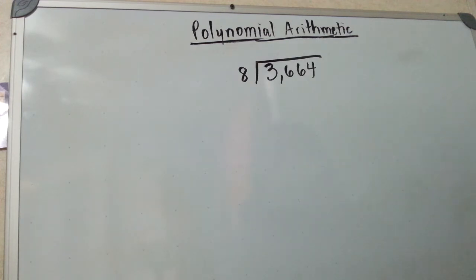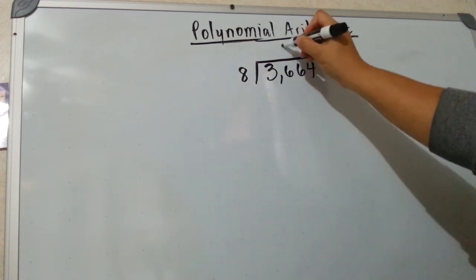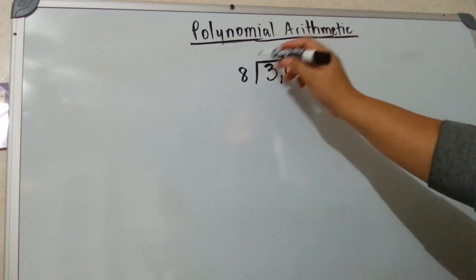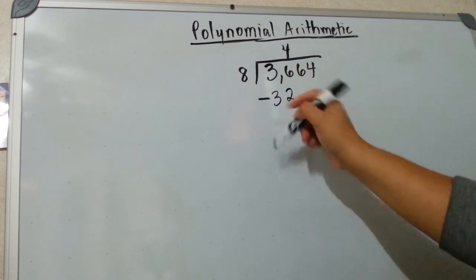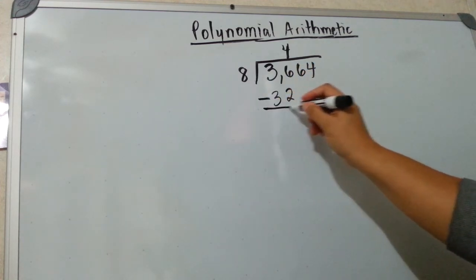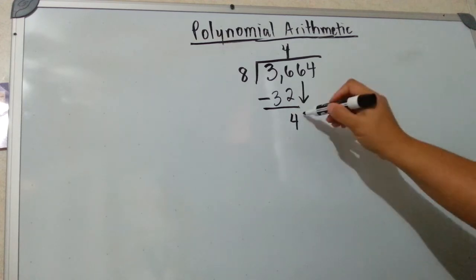Alright, before I do the long division, I want to remind you how to do this with just numbers, with just integers. 8 doesn't go into 3, but it goes into 36 4 times, and then we multiply these. 4 times 8 is 32. And then you subtract, okay, which is essentially you're changing the sign. And then you have 4. And then we bring this down.